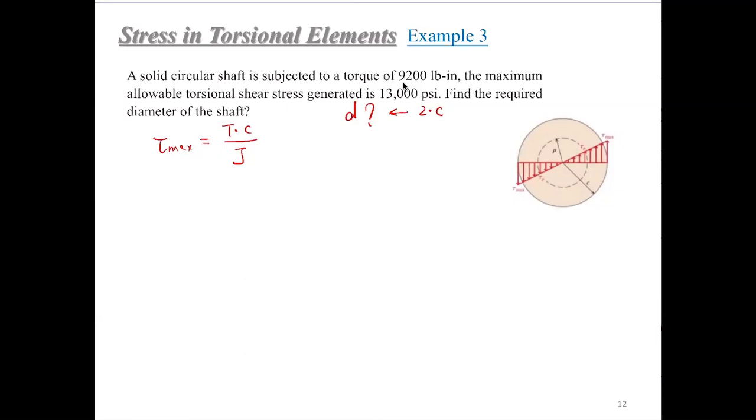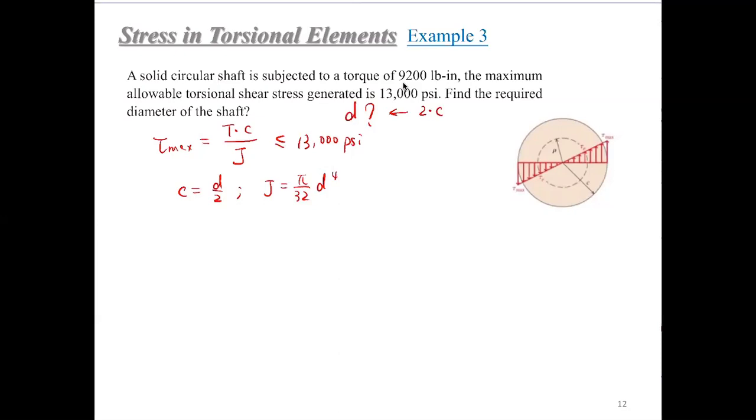So this is the equation, and we have known that the allowable torsional shear stress is 13,000 psi. So this has to be no higher than this 13,000 psi. Here, C equals D over 2, and J is pi over 32 D to the fourth.